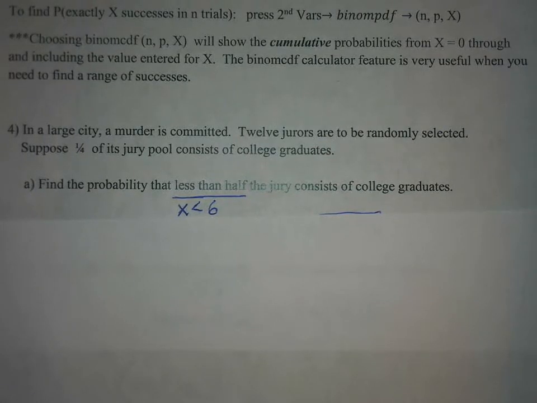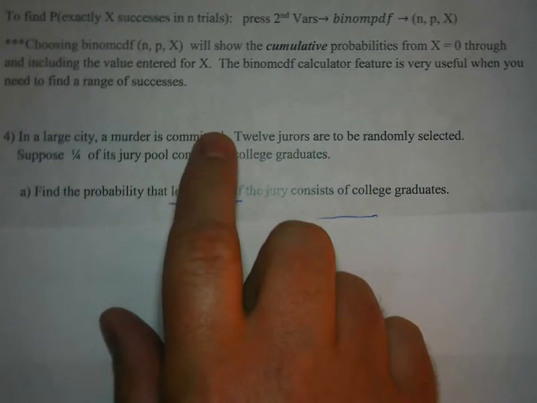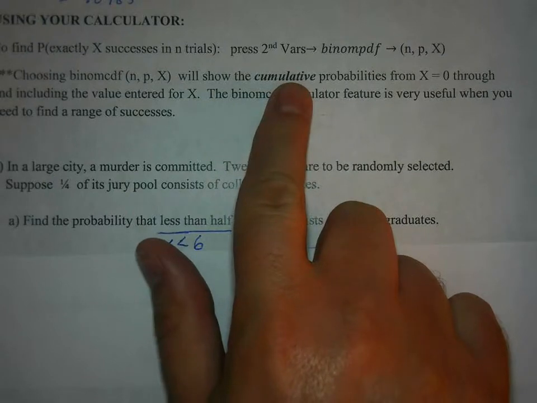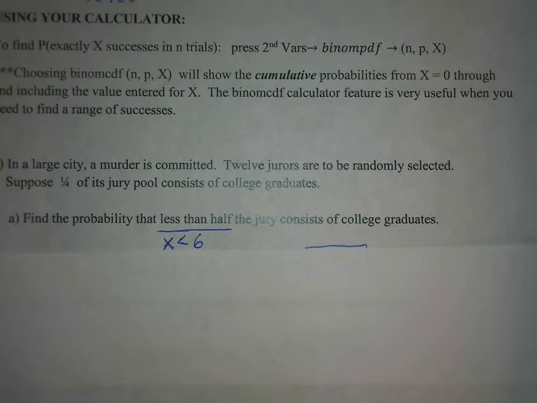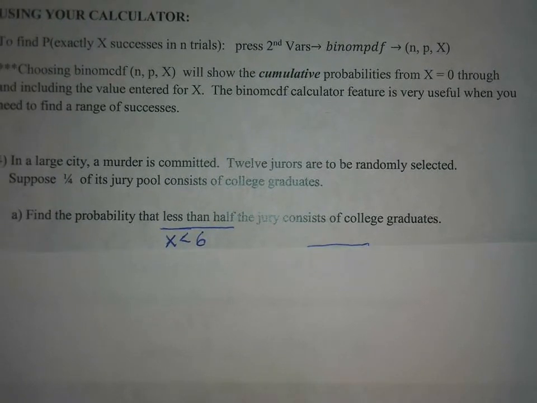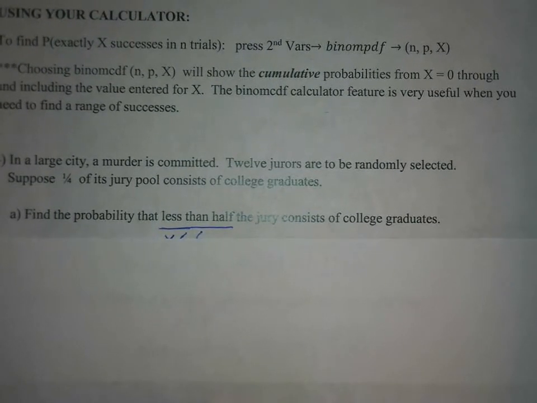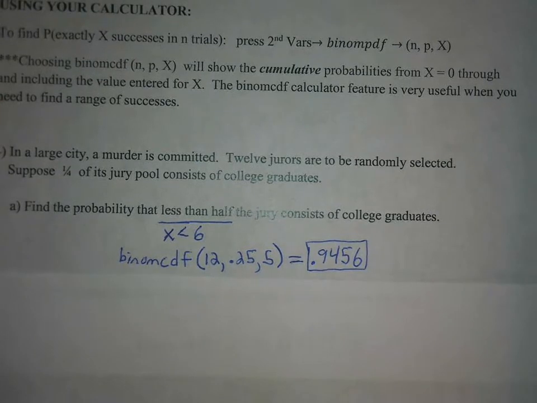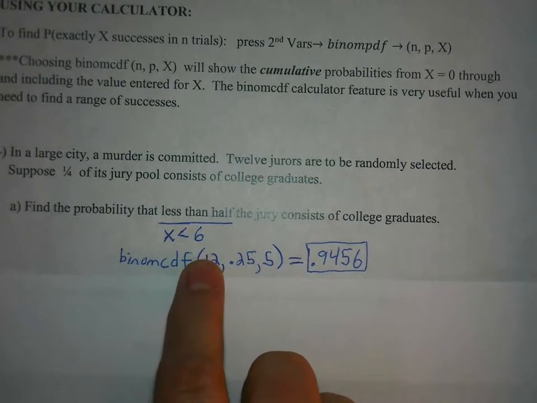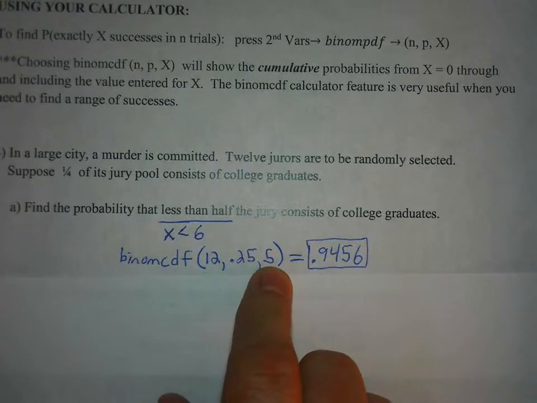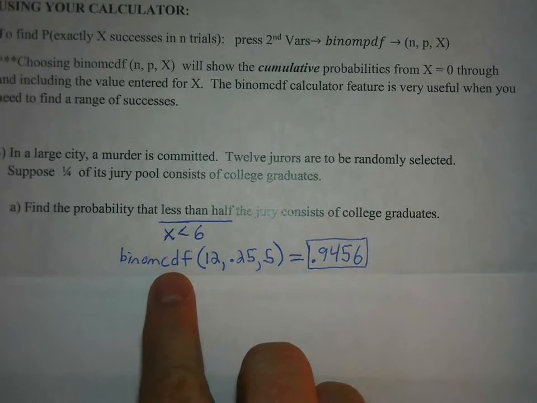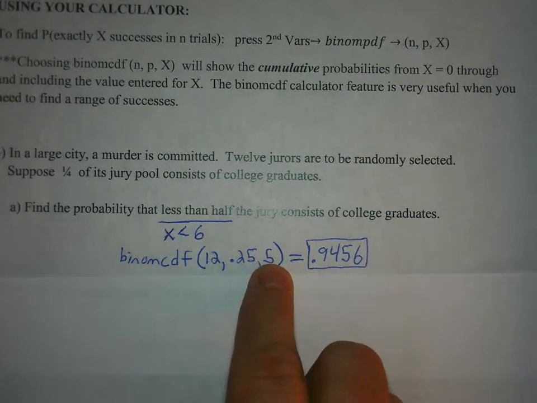So using the calculator, this will be a cumulative probability from 0 through 5, because we want to find less than half. So that's a binomial CDF. 12 jurors, probability of success is 0.25, and we want to go through 5 of them. So because of the CDF, that's finding 0 through 5. We don't put a 6 there.